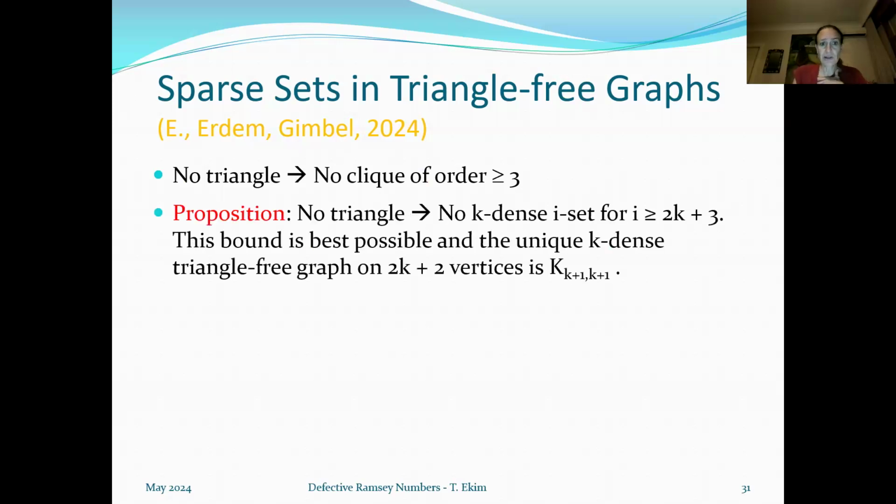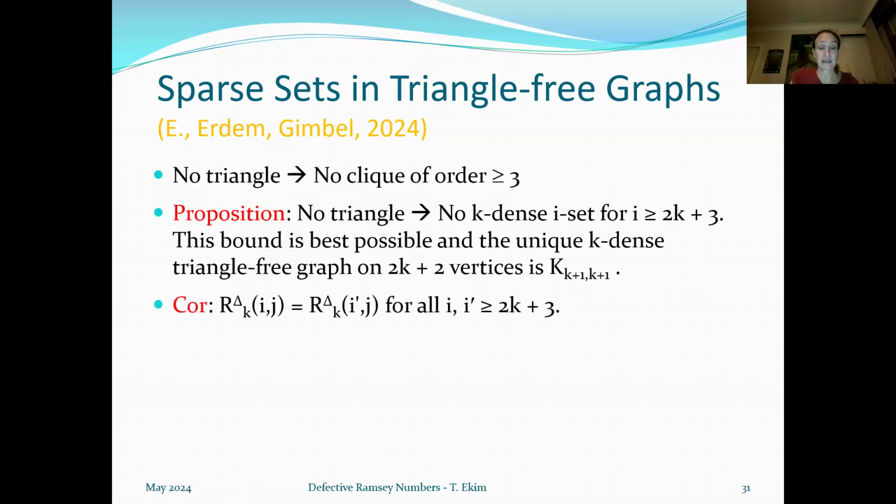Likewise, if there's no triangle, we could show, first, that we don't have large k-dense sets. And how large? Well, it depends on k. If k is 0, so independent set, right? Sorry, clique of size 3. But in the other case, it's 2k plus 2. And this bound is best possible using some Tınaz graphs. Actually, we can show that.